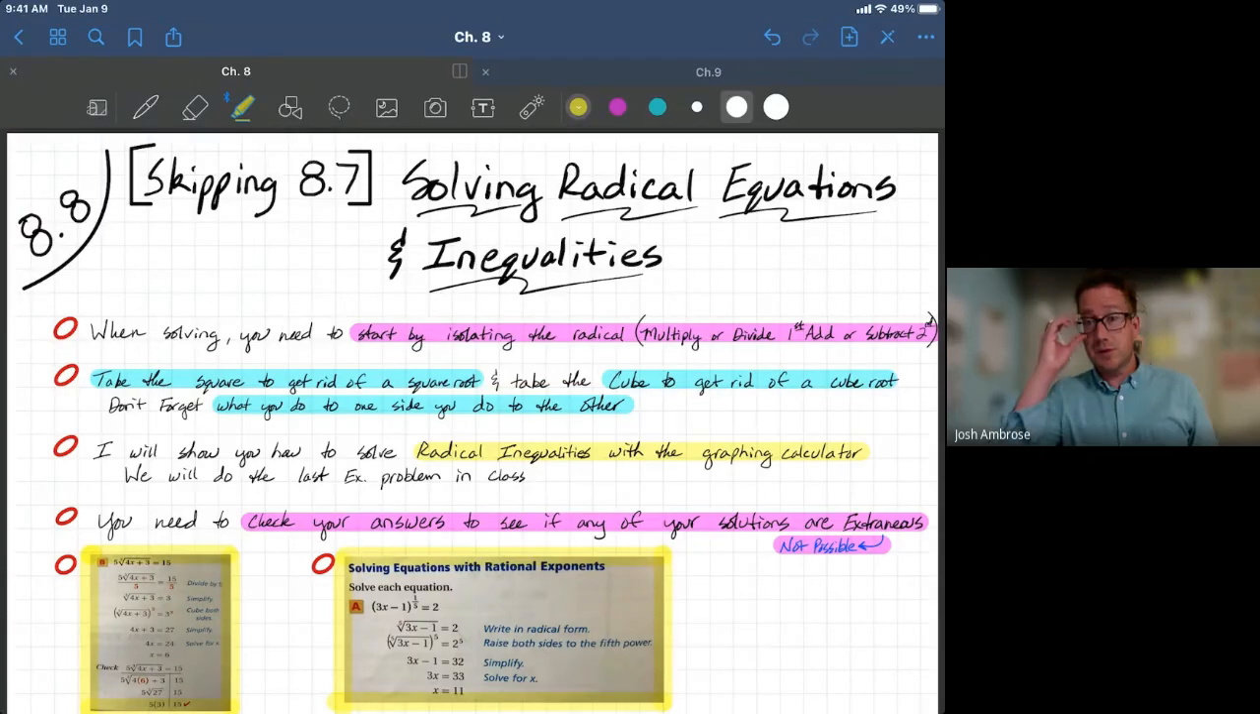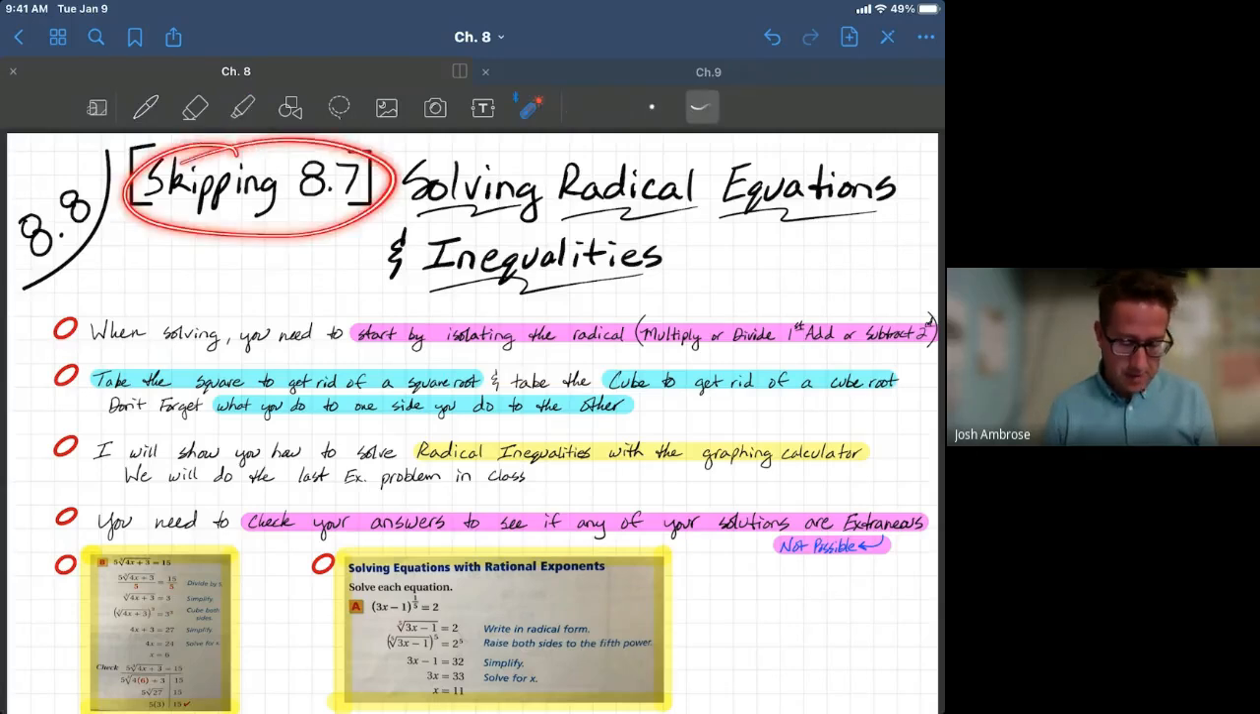All right, Algebra 2. Let's finish out Chapter 8. All right, shall we? Let's get into today's notes. We're doing Section 8 today. As you see here, we are skipping 8.7. Don't need to do it.